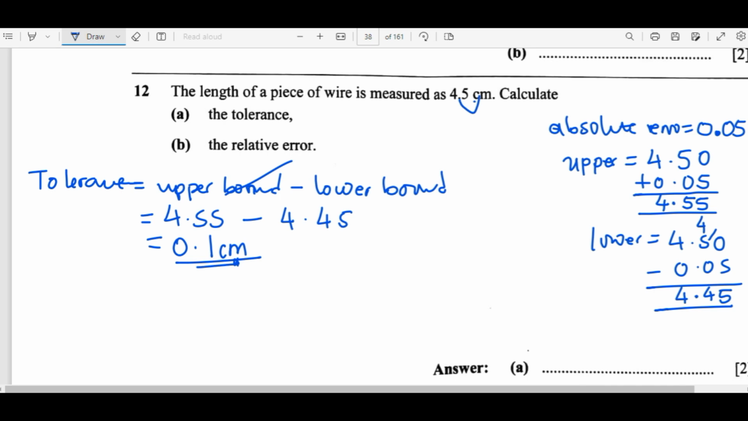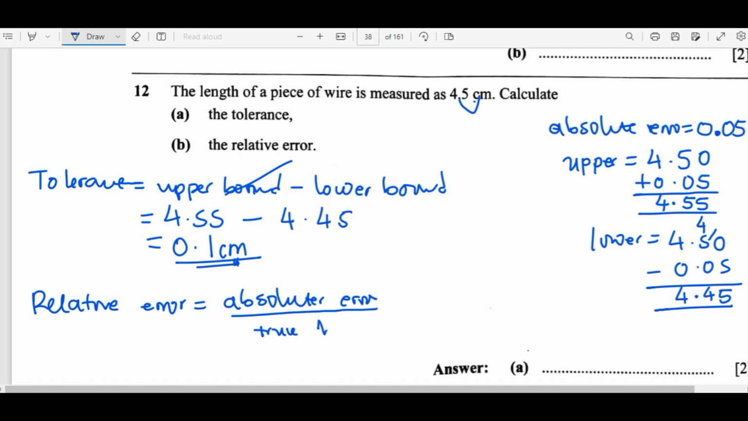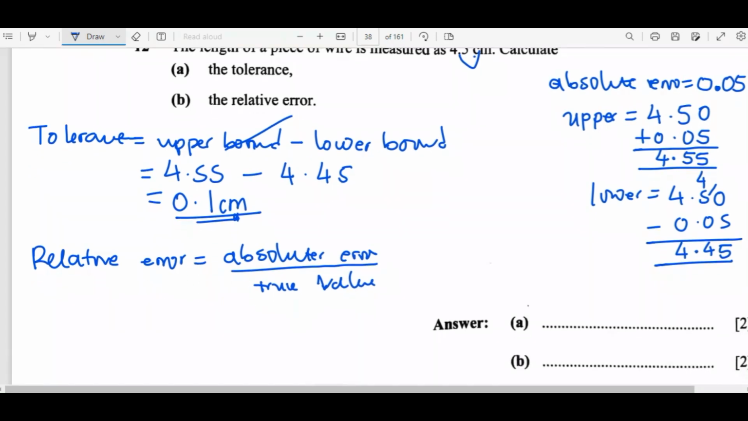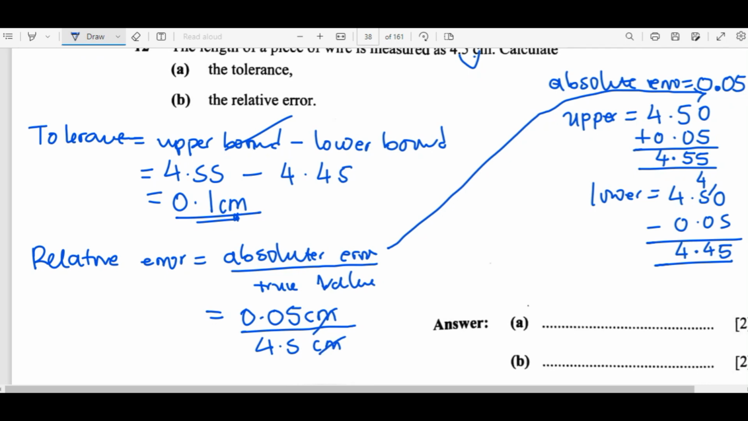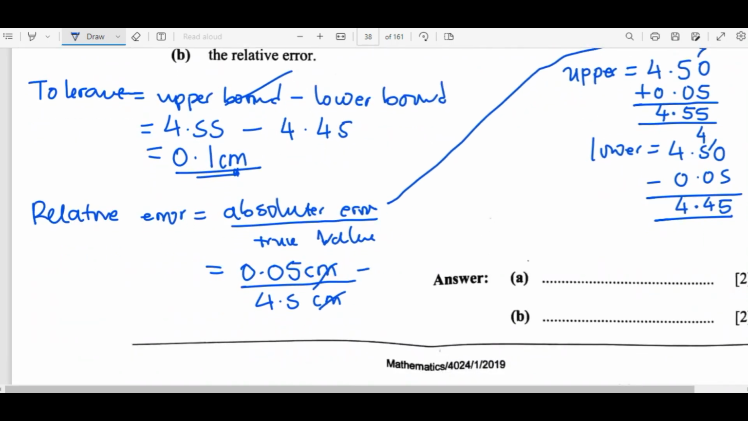Then the other question is the relative error. So relative error is given by absolute error divided by true value. So this is a ratio. You don't have to show the units. So the absolute error is the number that we gave according to the number of decimal places, which is 0.05 centimeters over the true value, the number given in the question, 4.5 centimeters. So we have to cancel these. That's why we said it's a ratio. Then from there we have 0.05 over 4.5.